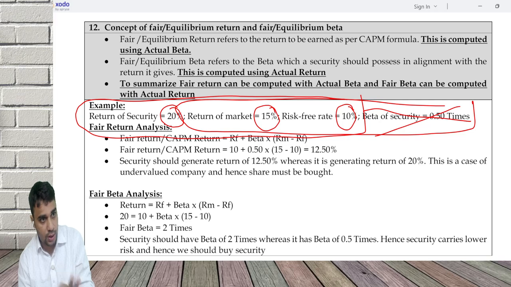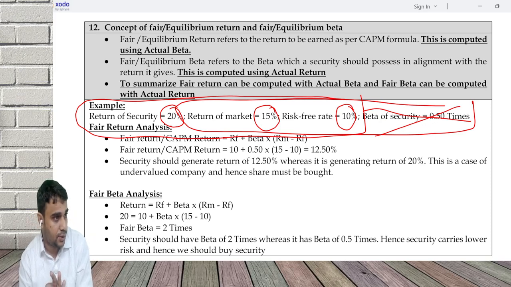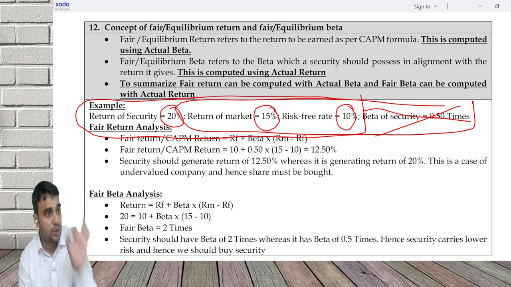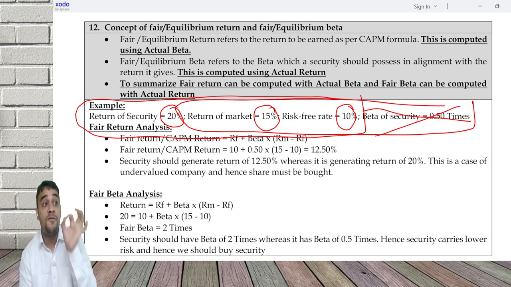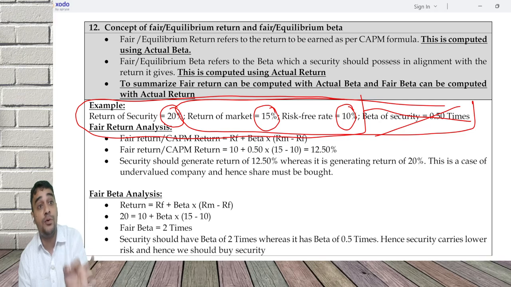To cut it short, fair beta is computed with actual return. Put the actual return in the CAPM formula. Balancing figure is fair beta. Other way round, fair return is computed with actual beta. So one side it is fair, other side it is actual. This is very, very clear.